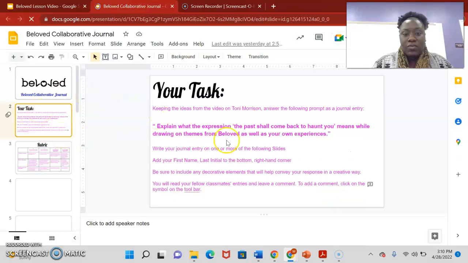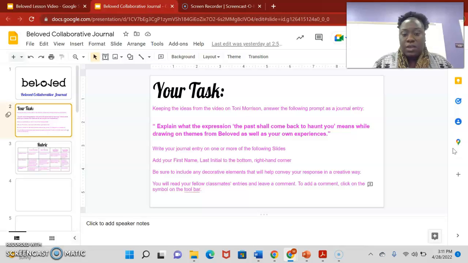So the task: keep in mind the ideas from the video on Toni Morrison. Students should answer the prompt, explain what the expression "the past shall come back to haunt you" means, while drawing on the themes from Beloved as well as your own experiences. Each student is to pick one or more slides to respond to the journal entry.